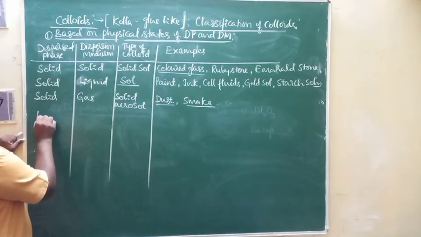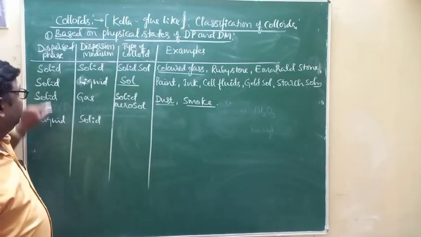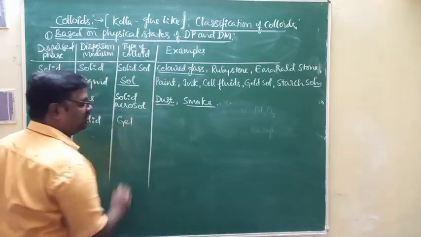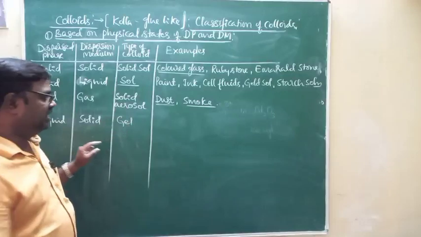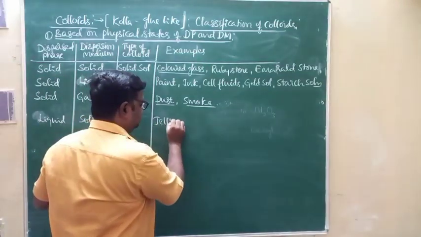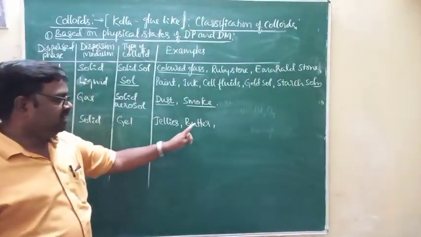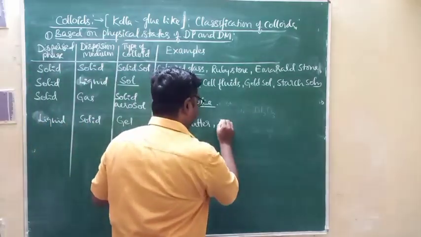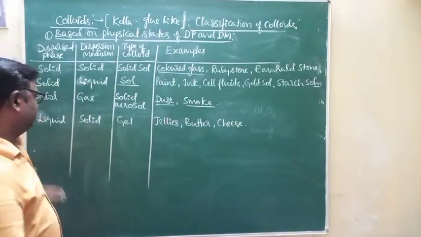And of course, the fourth type is liquid in solid. The dispersed phase is a liquid, the dispersion medium is a solid, and the type of colloid is called a gel. The liquid particles are dispersed in a solid, and the resulting colloid is a gel. Examples are butter, where liquid water particles are dispersed in solid fat, or one more example, cheese. This is also an example of gel. So this is one more type.